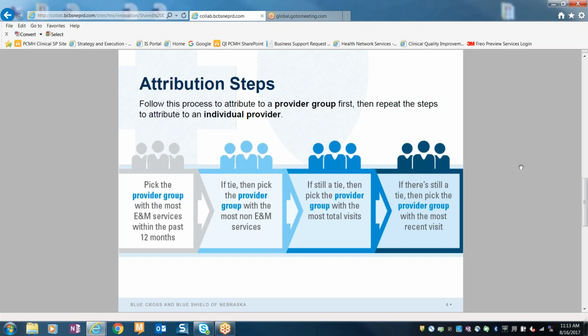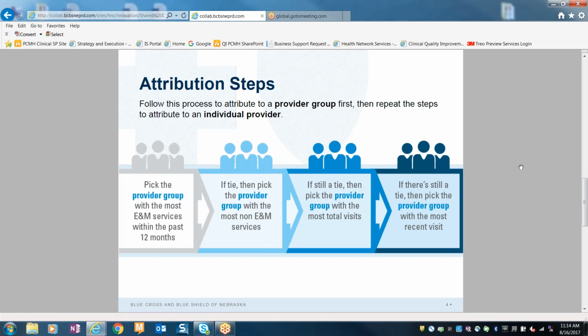So we have these other 3 tiebreaker steps. Know that when we get to these tiebreakers, we're talking about very few individuals. This is less than 1% of our overall attributed population. So again, we'll pick the provider group with the most E&M services within the past 12 months. So if there's been a tie, like say there are 2 clinics that both have had 4 E&M code visits over the last 12 months with the same member, then for a tiebreaker they'll look at the most non-E&M services provided by each clinic.